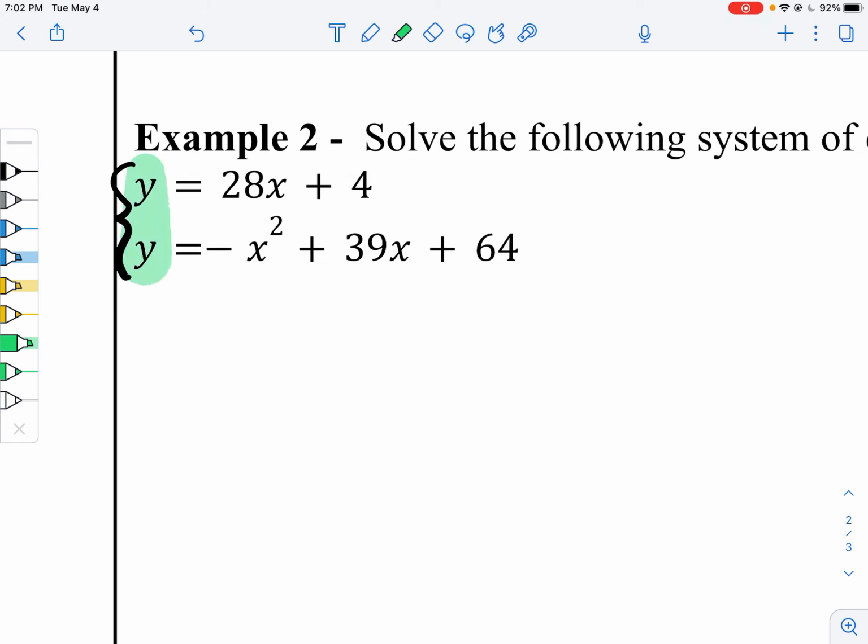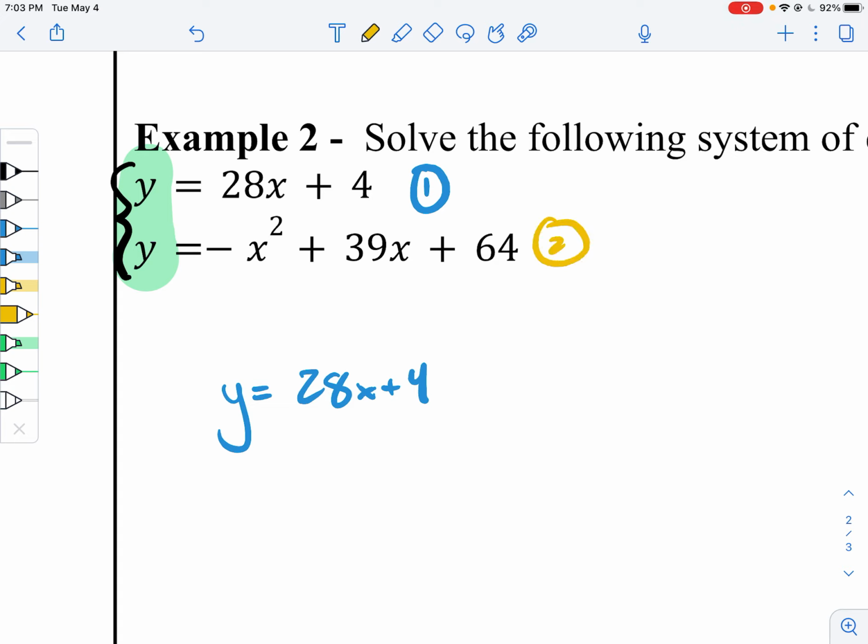So I look at these and I want to eliminate that. I'm going to take my first equation, which is my linear equation, and do nothing with it. I'm just going to rewrite it: y equals 28x plus 4. But with my second equation, I'm going to make it negative. So it's negative y equals negative x squared plus 39x plus 64.